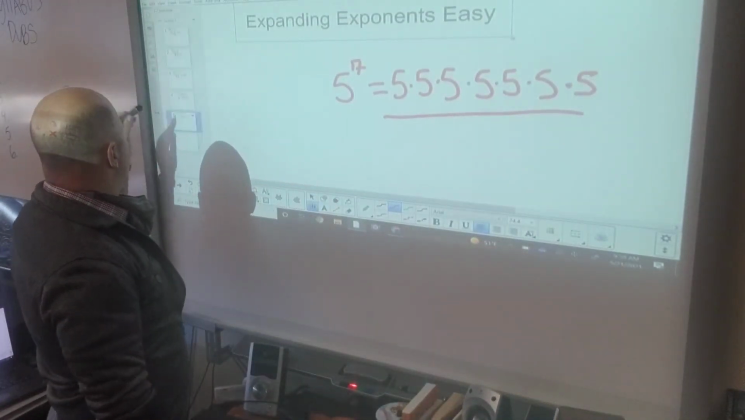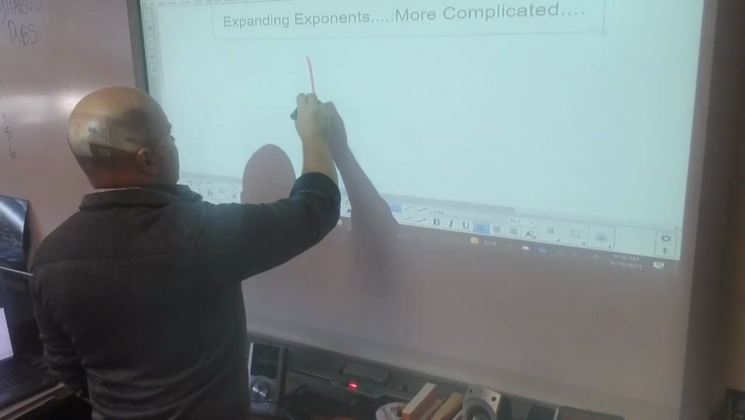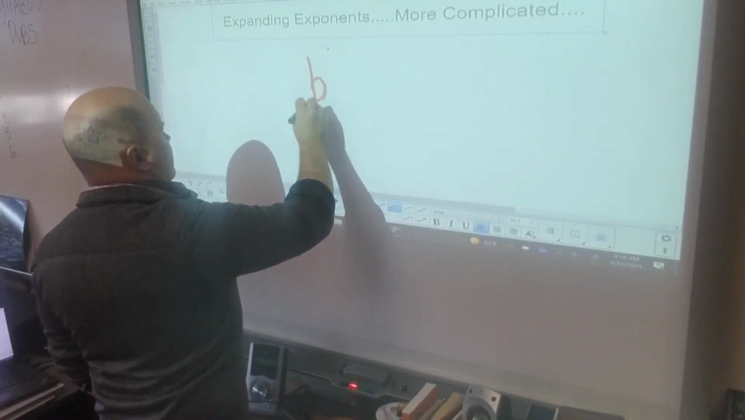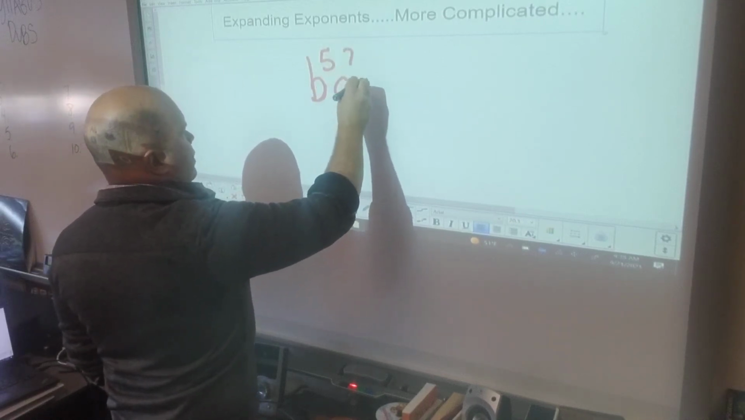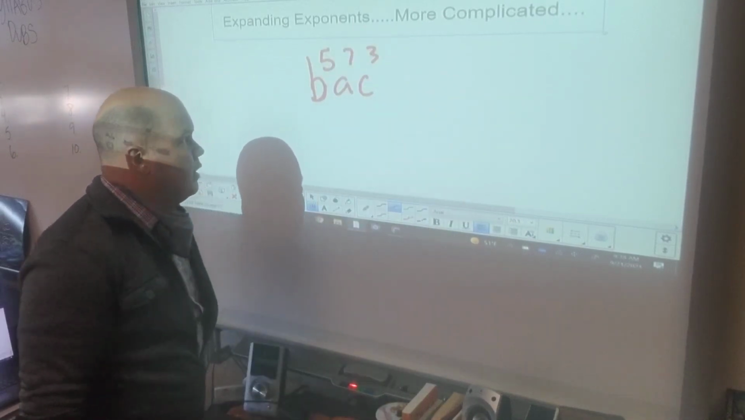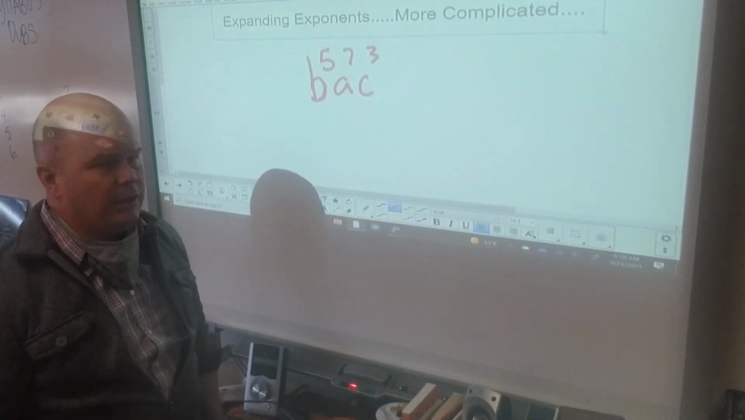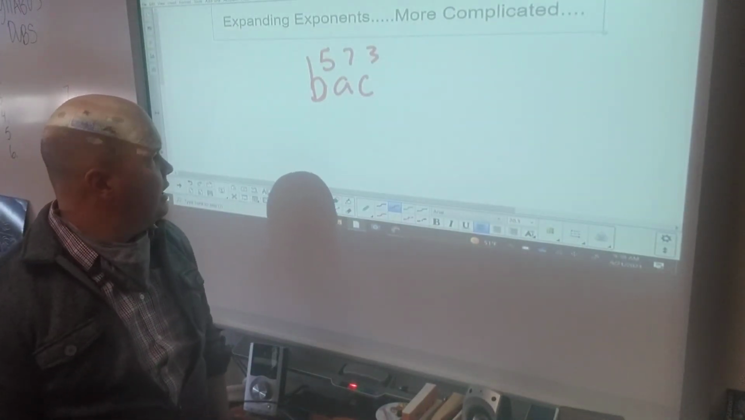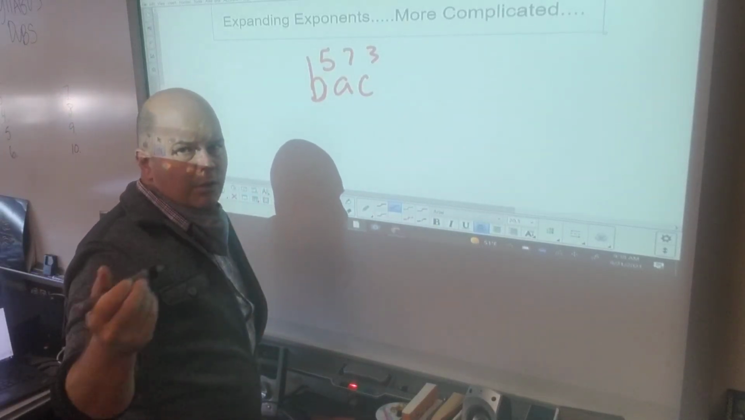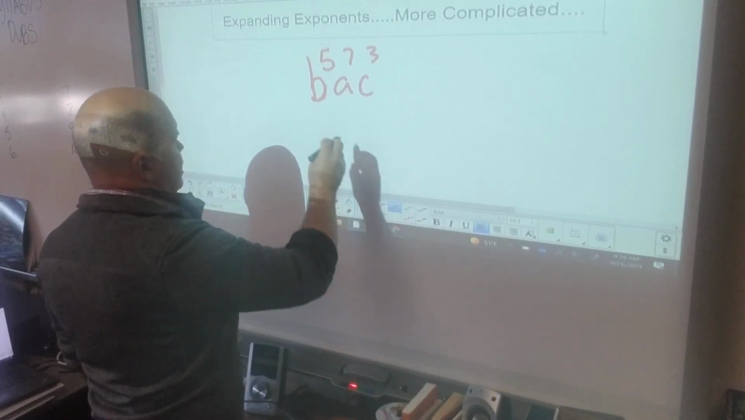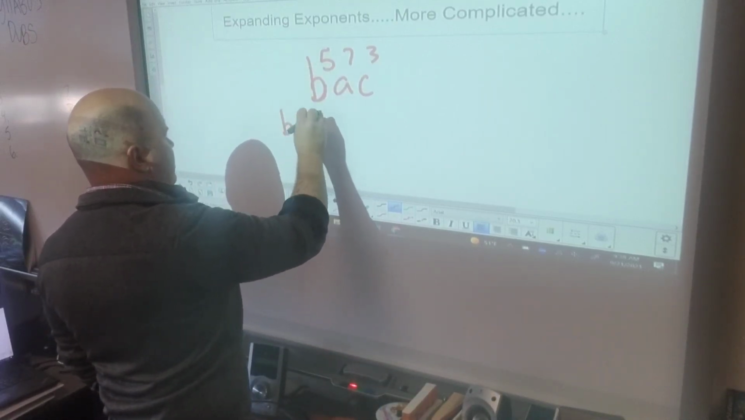However, we do need to look at what happens if it's more complicated. And when it's more complicated, it usually looks like something like this. B to the 5th, A to the 7th, C to the 3rd. So I have 3 different variables. All of them have an exponent happening to them. So if I'm doing this, I'm going to break it down by base number. So I'm going to start with my B as a base number, and it's being multiplied 5 times.